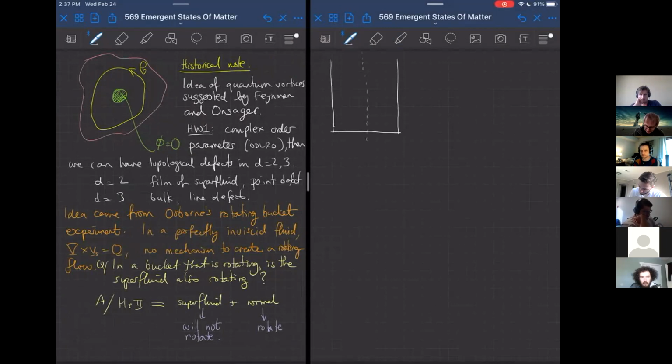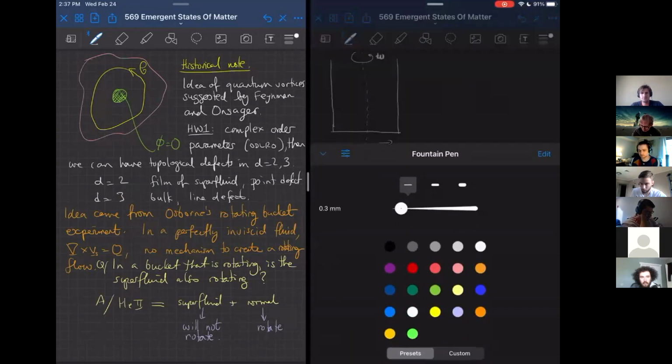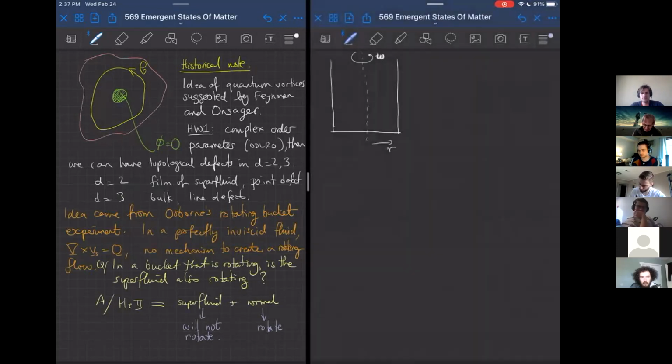So here is an axis of rotation. So I'm going around like that. This is the radial direction, and then what we know would happen in a regular fluid is that you would have a meniscus which would be shaped like that.